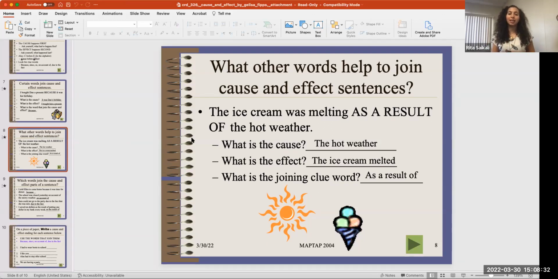Okay, another one is as a result of, right? The ice cream was melting as a result of the hot weather. All right, again, as a result of, it's kind of like because, as a result of the hot weather, comma, the ice cream was melting. So what happened first? What had to happen first? The hot weather. What happened second? And what's our keyword? As a result of, right? That tells you that there is a cause and an effect. Yeah?